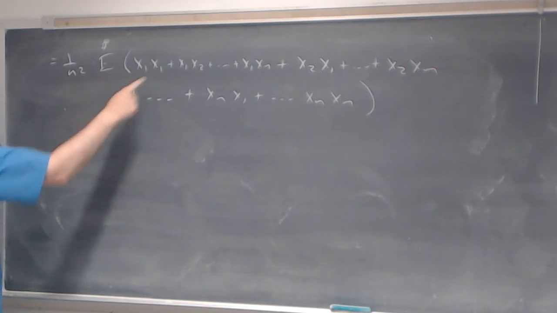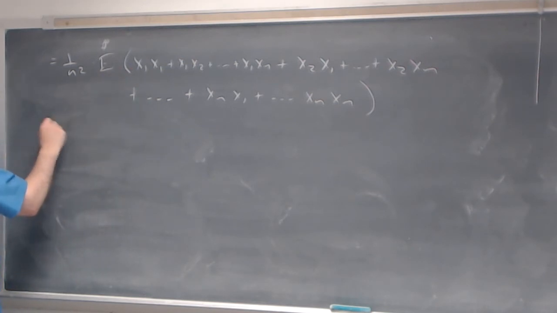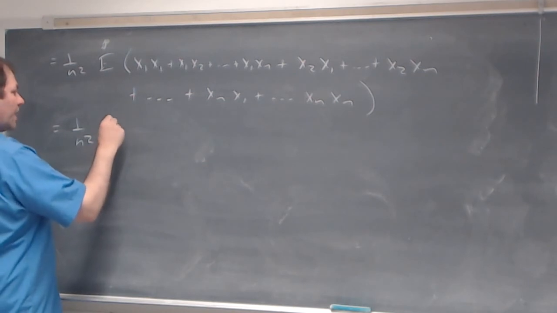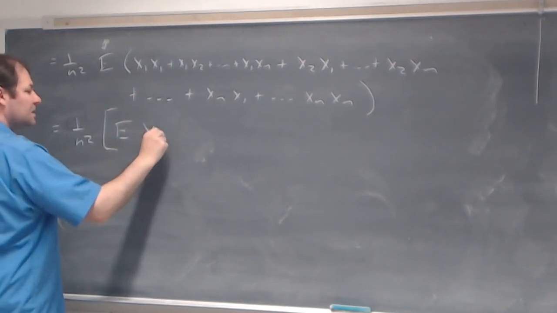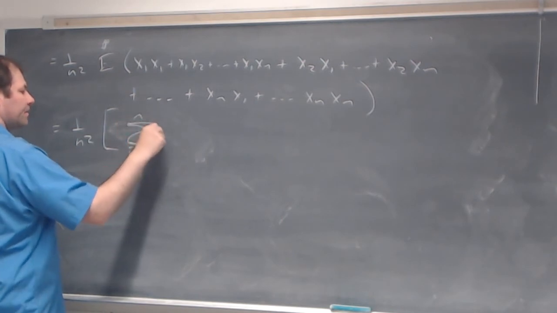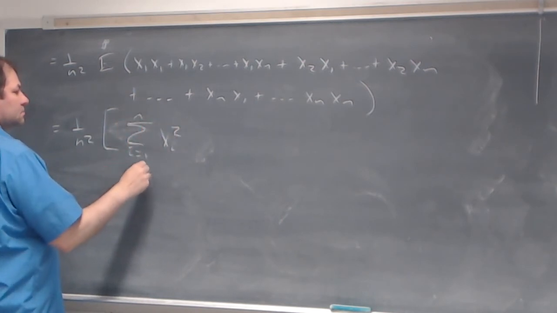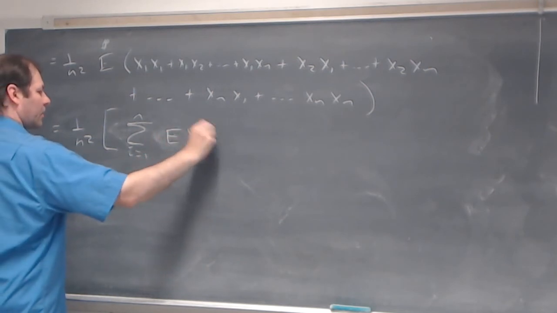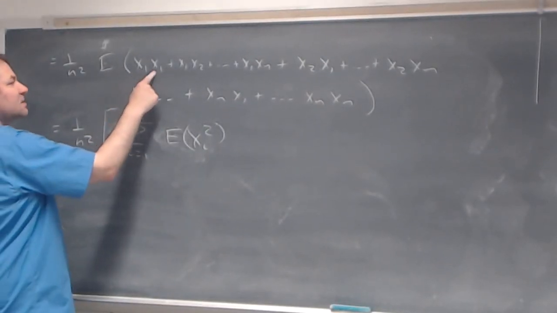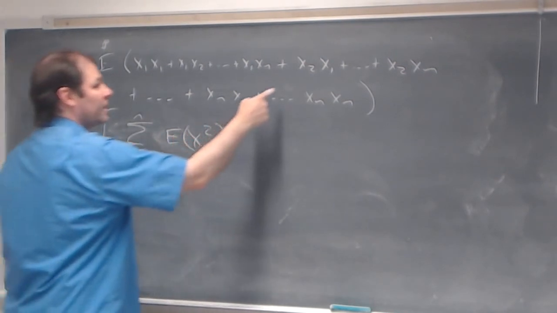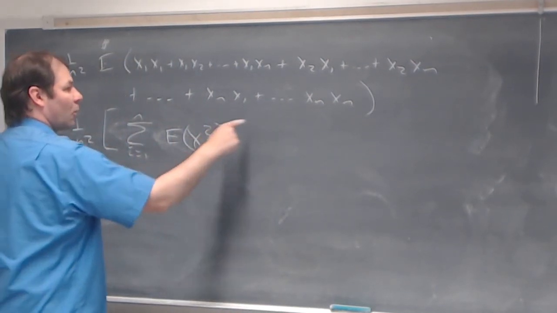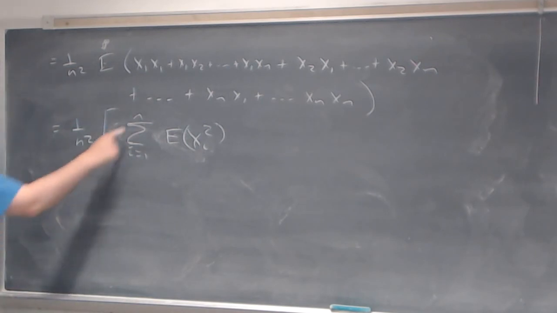And the expected value of this sum is going to be the sum of the expected values. So this is going to be 1 over n squared times the expected value of a bunch of these guys. Here I'm going to write down the sum, as i runs from 1 to n, of the expected value of x sub i squared. So what am I doing? I'm taking the expected value of each part. The expected value of x sub 1 times x sub 1 is the expected value of x sub 1 squared. Later I'll have the expected value of x sub 2 times x sub 2, that's when i is equal to 2, and so forth. The last one's x sub n times x sub n, when i is equal to n.